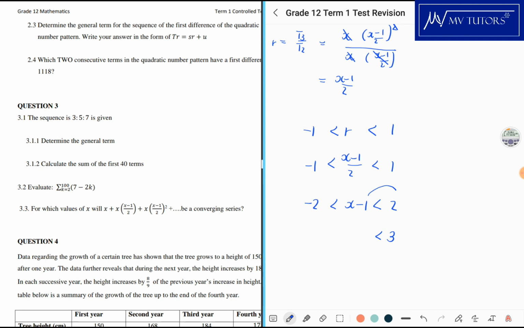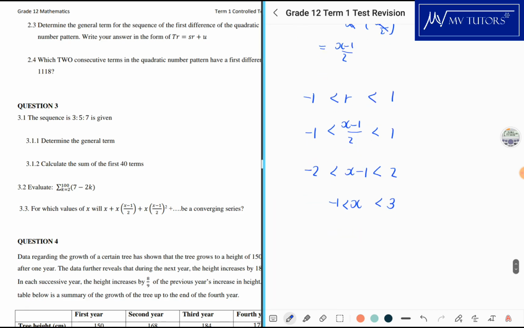So that will be 3. Then I'm going to take minus 1 to that side. It's going to be a plus 1. Minus 2 plus 1, that's simply minus 1. And that's it. Basically, when it says for which values of x will this be a converging series, the values are in between negative 1 and 3. I hope that was well understood. This is a nice revision while you're on holiday.